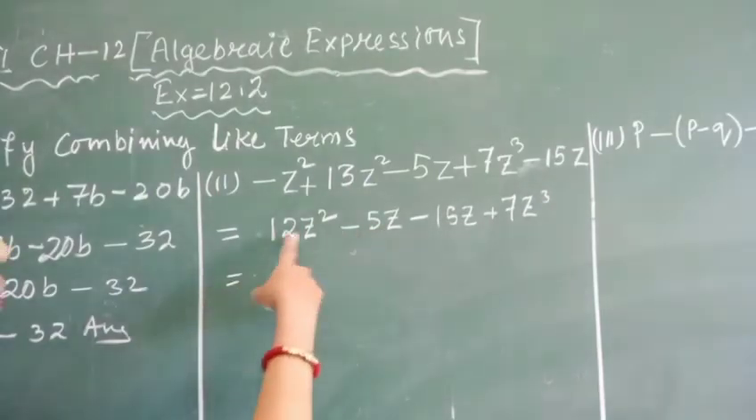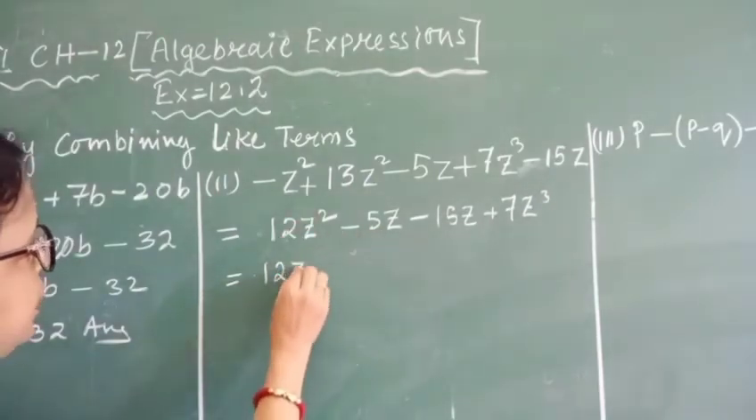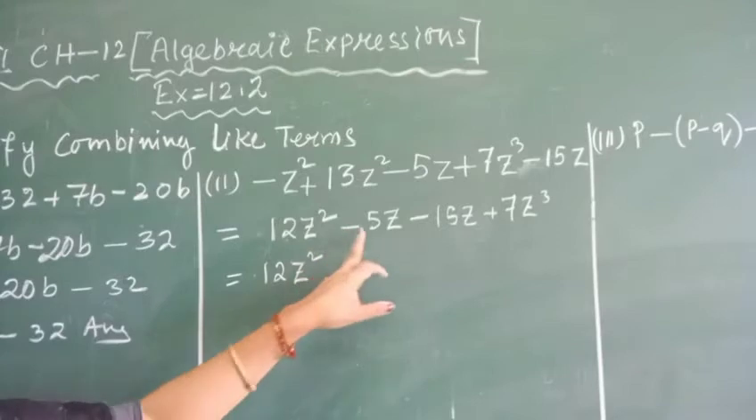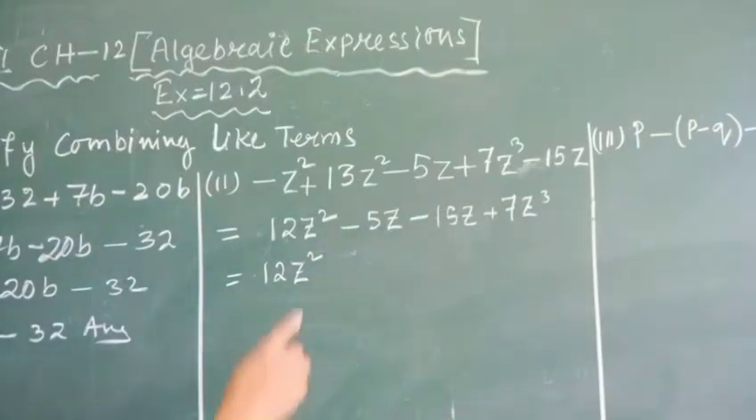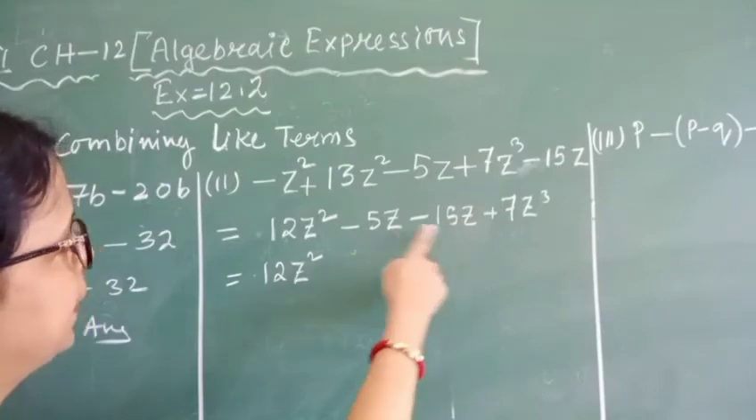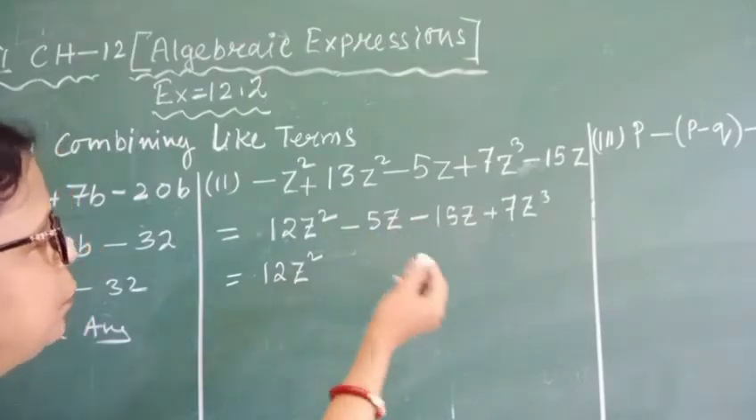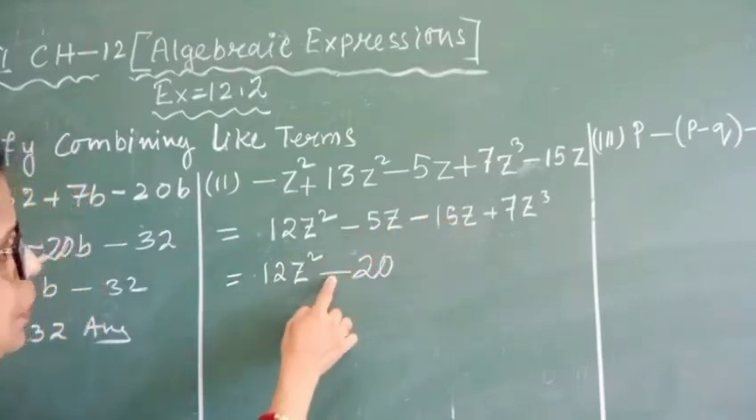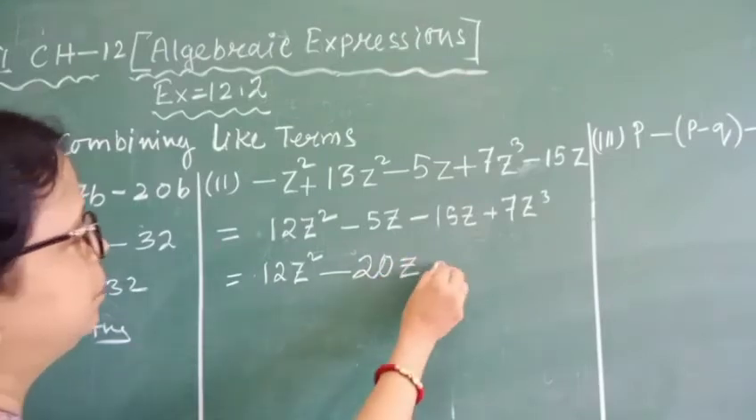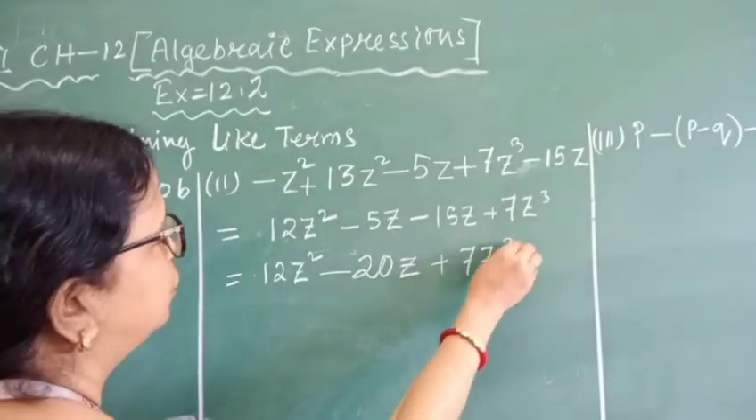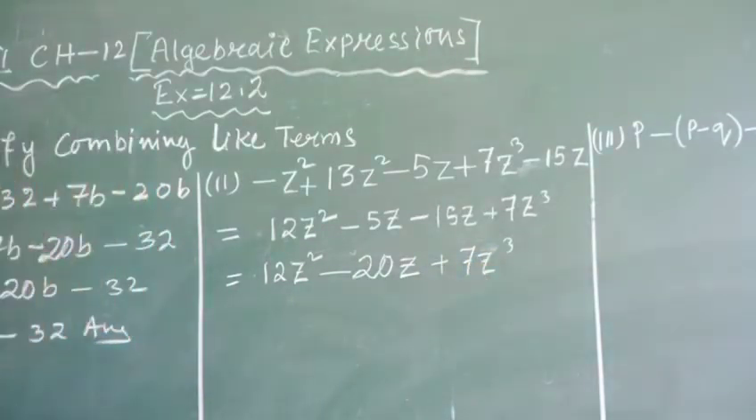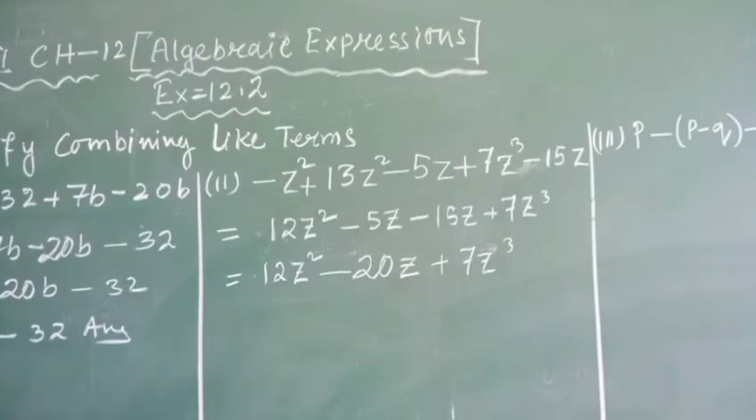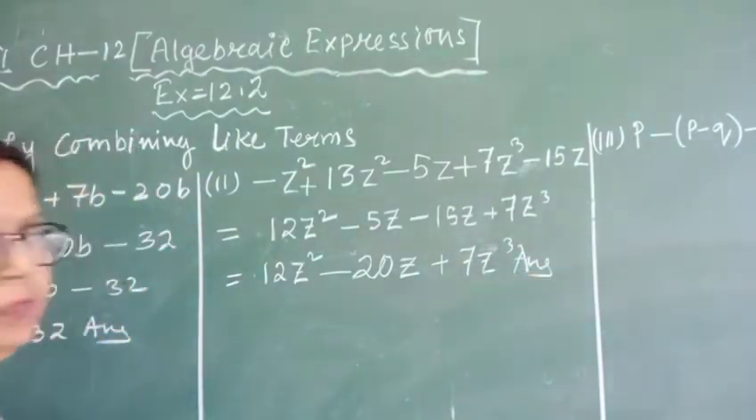Now 12z square is alone here, there is no other z square variable. Z is there but the power is different, so the z square term is alone. Now minus 5z and minus 15z both have variable z, they are like terms, and with the same sign, you know that same signs we have to add. We will add 5 and 15, it will be 20, and the available sign minus will come in front: minus 20z plus 7z cube. Now see, our sum is over here because it is z square, it is z and it is z cube. No like terms remain. So our sum is over here. Next sum.